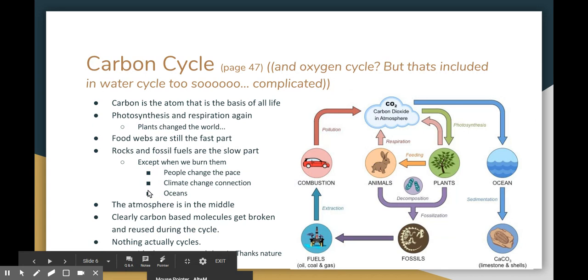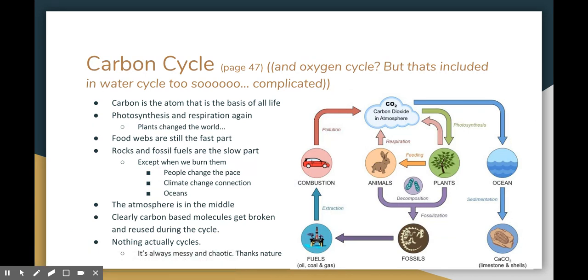Let's talk about the carbon cycle, and that's on page 47 in our books. It's labeled as the carbon and oxygen cycle, but as we literally just talked about, oxygen is heavily included in the water cycle. This is a good point for us to talk about the fact that these cycles intersect.